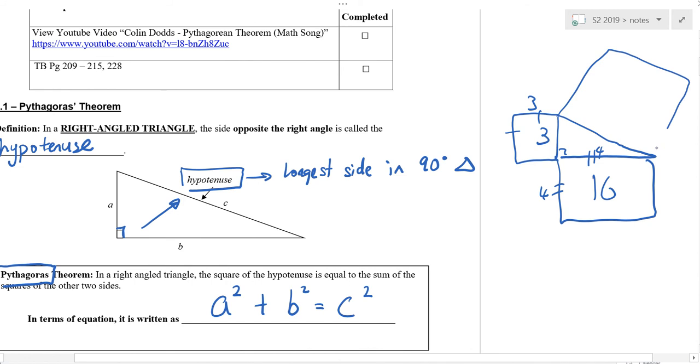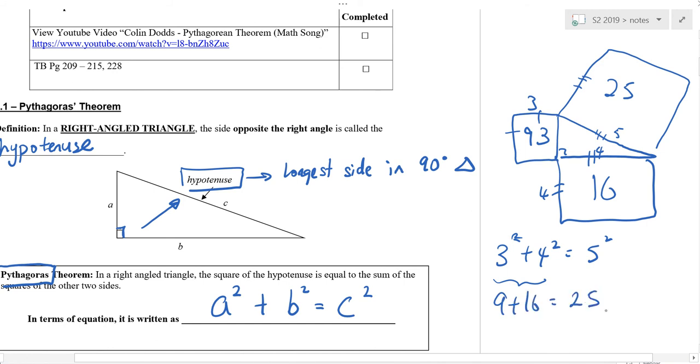And if this is 5, what is this area? 25, right? So the question is: is 3 square plus 4 square equal to 5 square? What is 3 square plus 4 square? 9 plus 16. Is it equal to 25? Yes. Right? And hence the birth of Pythagoras theorem.